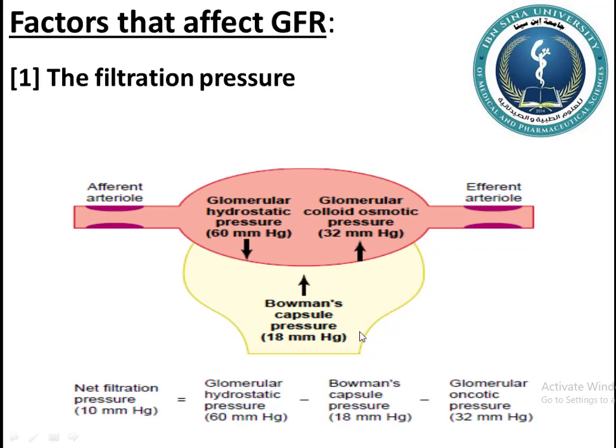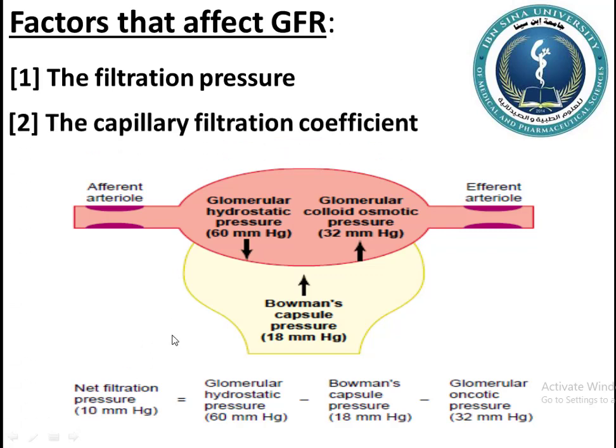the colloid or osmotic pressure of the Bowman capsule is equal to 0, while the hydrostatic pressure of the Bowman capsule is equal to 15 to 18. So from the net calculation using this formula, glomerular hydrostatic pressure 60 minus Bowman capsule pressure 18 minus glomerular osmotic pressure 32, the net filtration pressure is equal to 10.